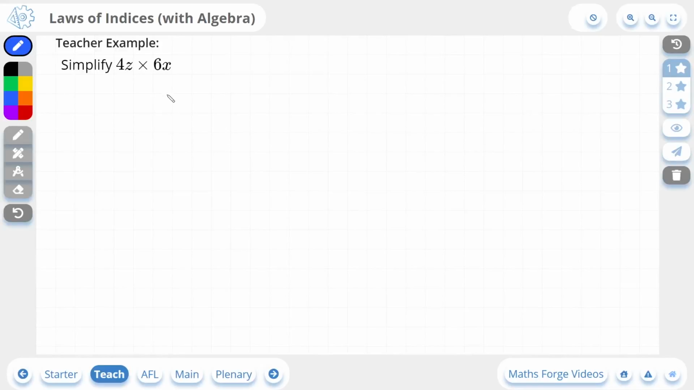Hi, this is Jack from Maths Forge, and in today's lesson we're going to be doing the laws of indices with algebra. So for our first example, we're being asked to simplify 4z multiplied by 6x.